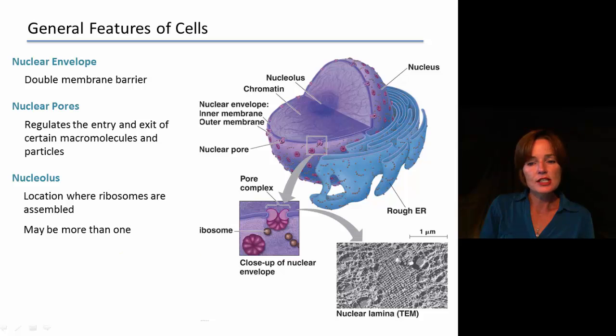The nucleolus is the dark spot that we often see inside of the nucleus. This is going to be where the ribosomes actually get put together, or where they do get assembled. A lot of times we see more than one of them.